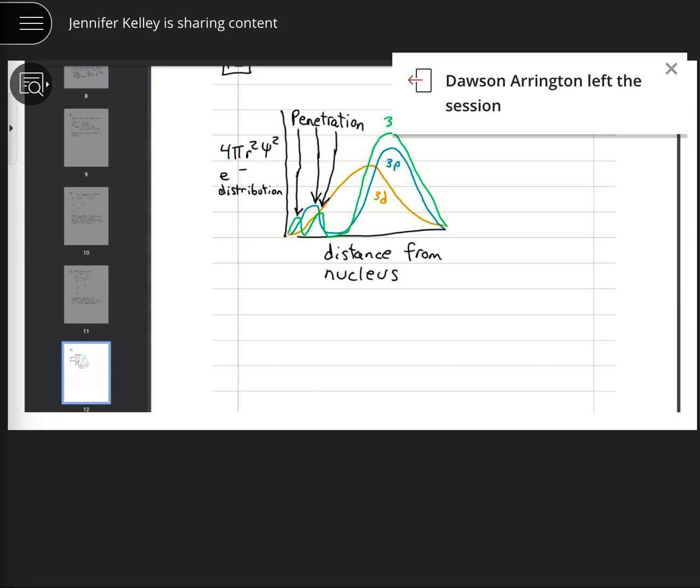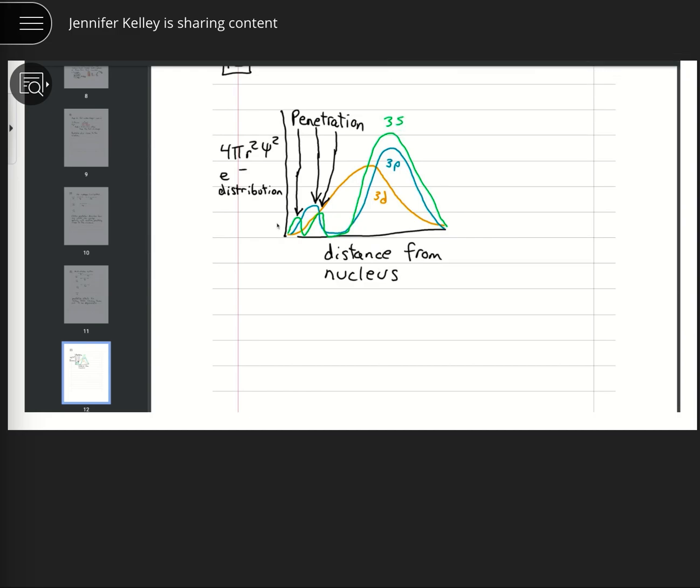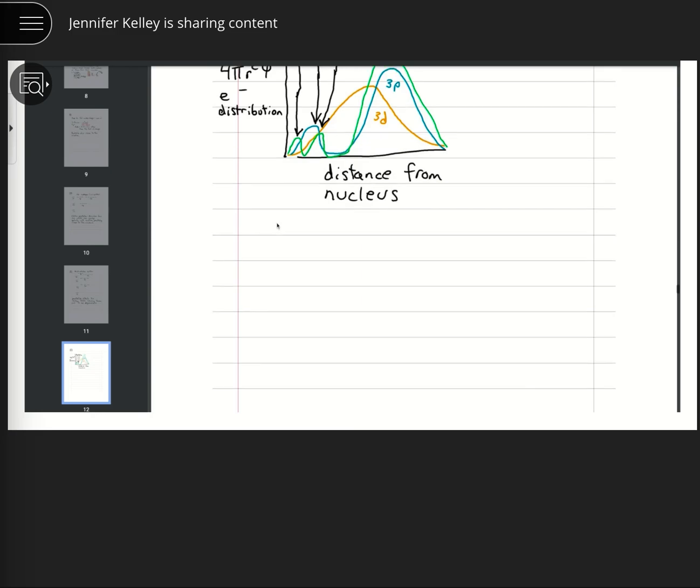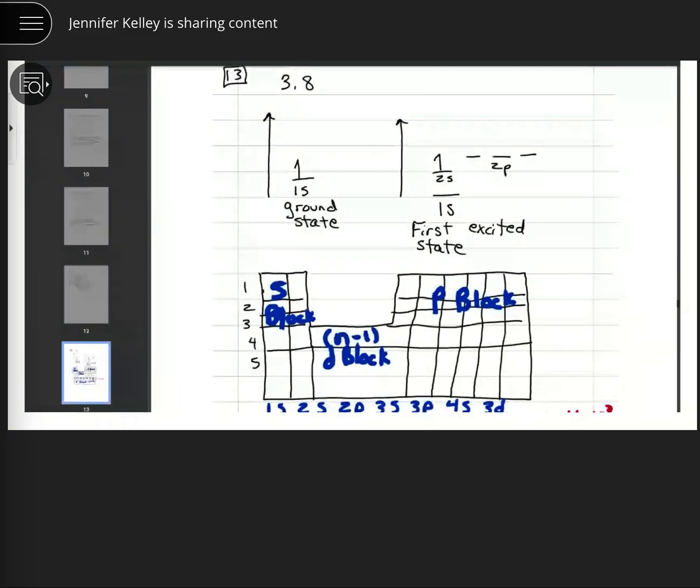See what time it is. We've got about 5 minutes left. All right. And then this is where we'll leave off, finish this up on Monday.